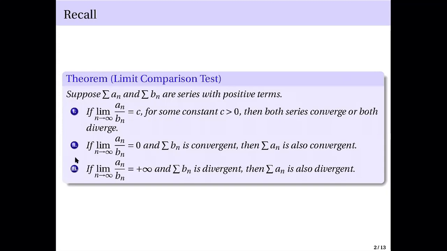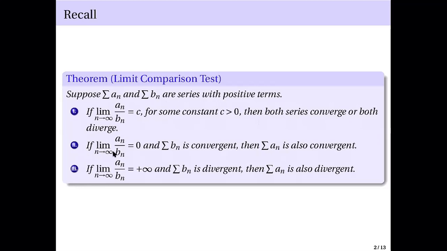So AN are all positive and BN are all positive. Then we have these three cases. So sa first case, if the limit of AN over BN equals a constant, a positive constant, okay, then both series AN and the series BN are convergent or both of them are divergent. Okay? So again, limit of AN over BN as n approaches infinity equals a positive constant. Then both series converge or both diverge.